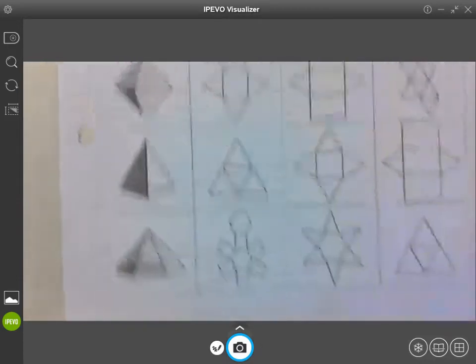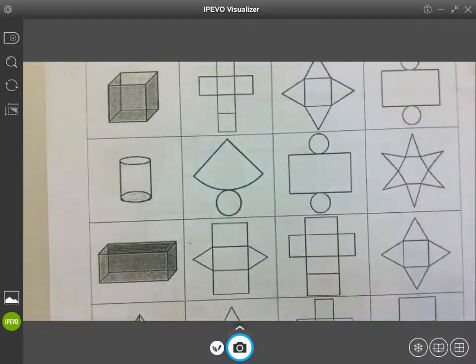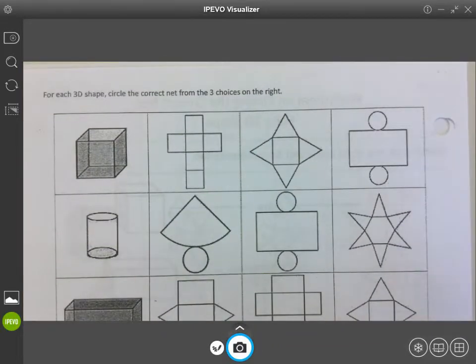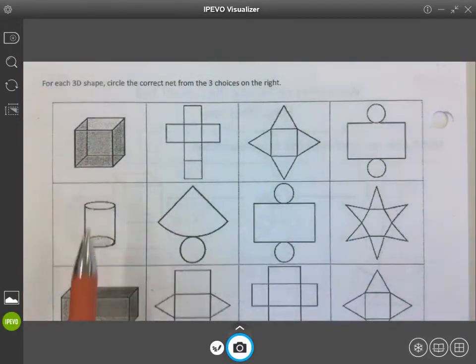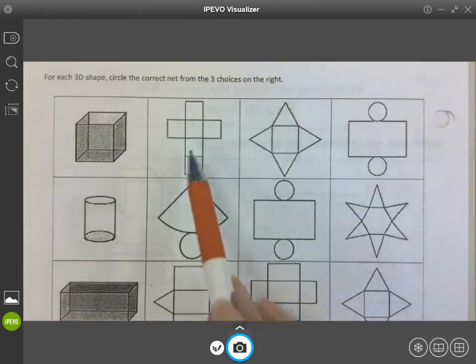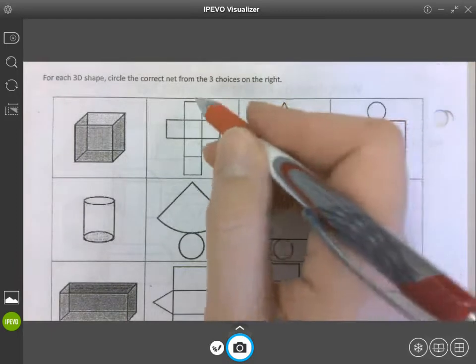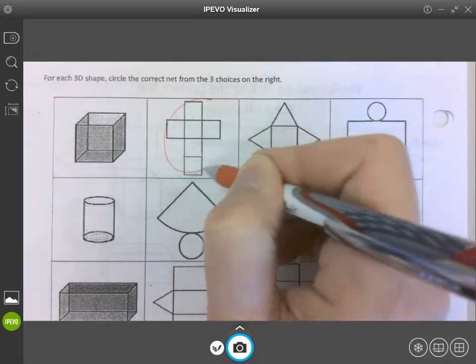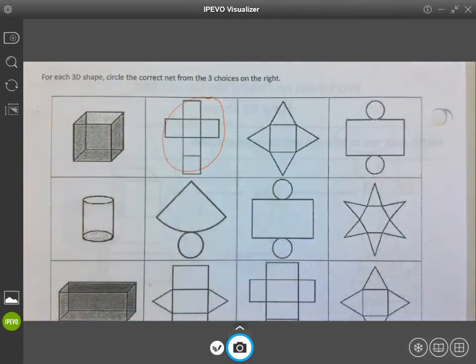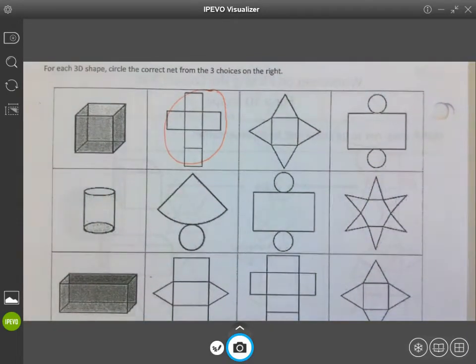Now, you have the next step. I'd like you to take a minute, flip it over. For each 3D shape, circle the correct net from three choices. So this is your shape, the first one on the left-hand side, and then you have four options. So I think the first one's fairly obvious. This would be your cube, and this is what it looks like. So go ahead, take a minute, and decide what these are. Let's do it.